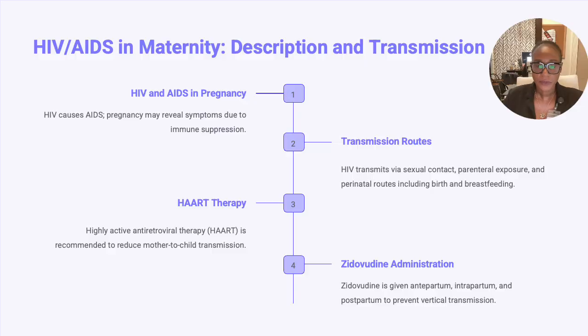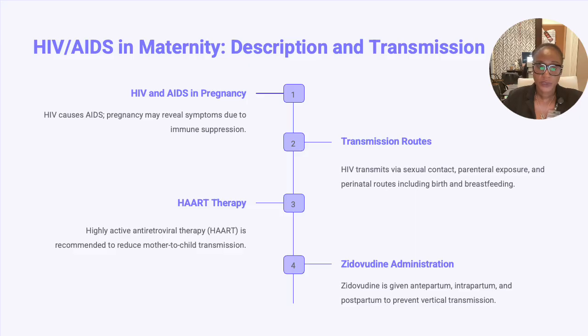Then in postpartum, zidovudine is given in the form of syrup to the newborn 2 hours after birth, and every 12 hours for 6 weeks, depending on agency procedure. The newborn may need to be placed in a newborn intensive care unit, which we refer to as a NICU, to begin initial therapy.